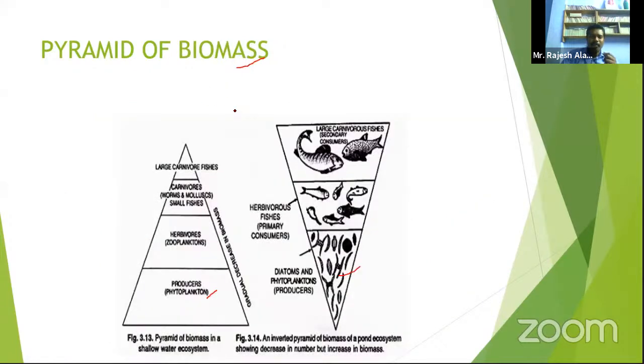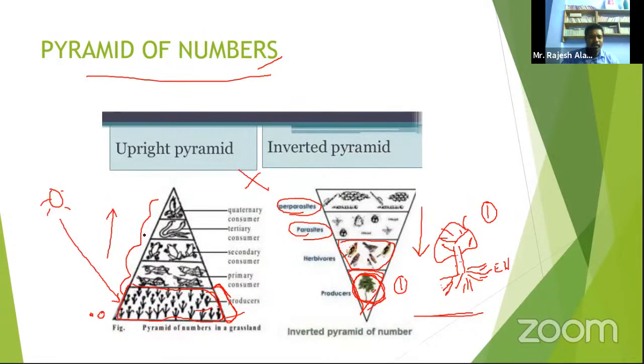The same with the pyramid of biomass, in the case of an aquatic ecosystem. Biomass is nothing but the weight of the particular organisms, the dry weight. If I take grassland and apply the pyramid of biomass, it means I have to weigh each and every organism that is a producer. If it is a grassland ecosystem, or else a tree ecosystem, the weight of the tree will be higher.